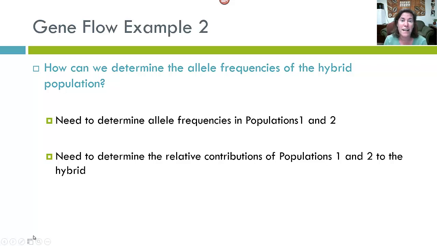The question we now want to ask is, how can we determine the allele frequencies of this hybrid population? We can do this in two ways. First, we determine the allele frequencies in population 1 and the allele frequencies in population 2. After we determine the allele frequencies in both populations, we now calculate the relative contributions of population 1 and population 2 to the hybrid population.